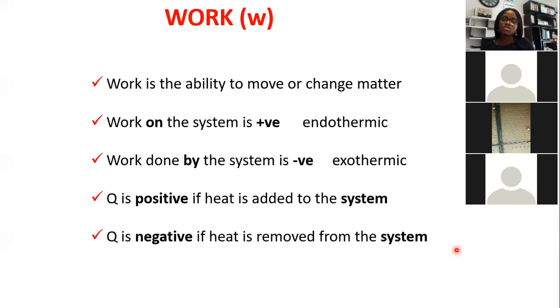On this note, we have come to the end of the class. In our next class, we'll be talking about work, heat, and their relationship, which is inherently the first law of thermodynamics.